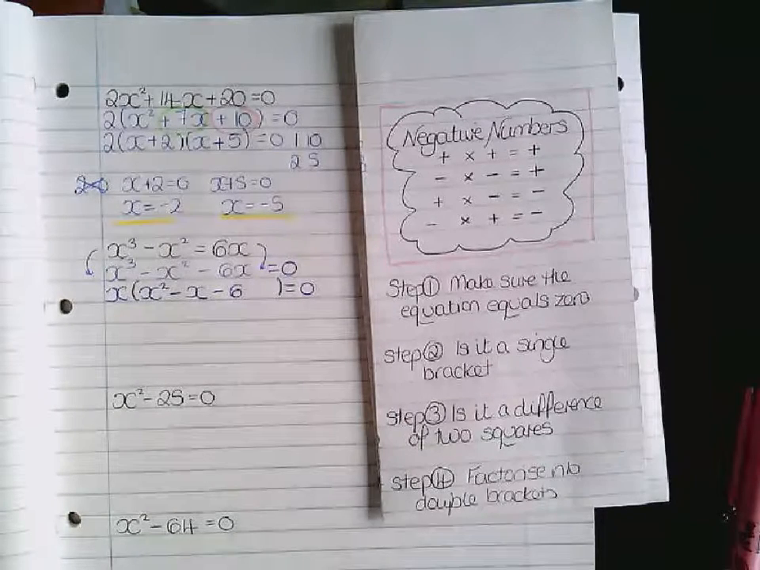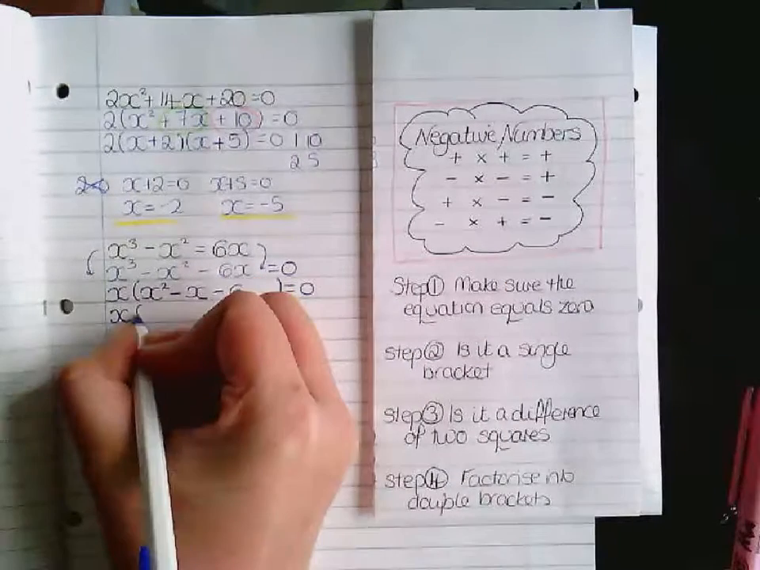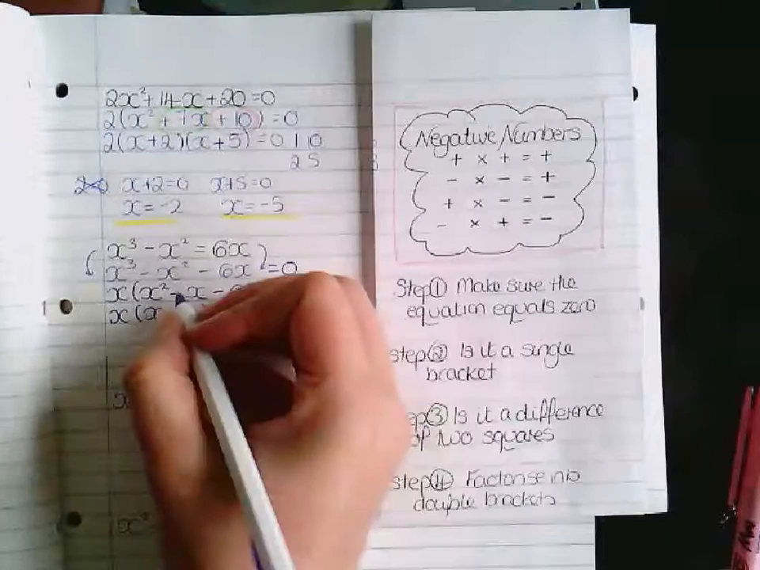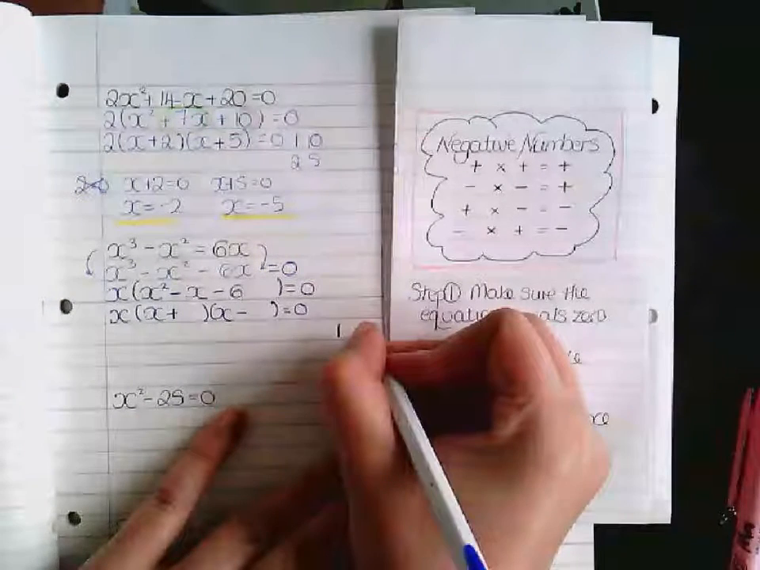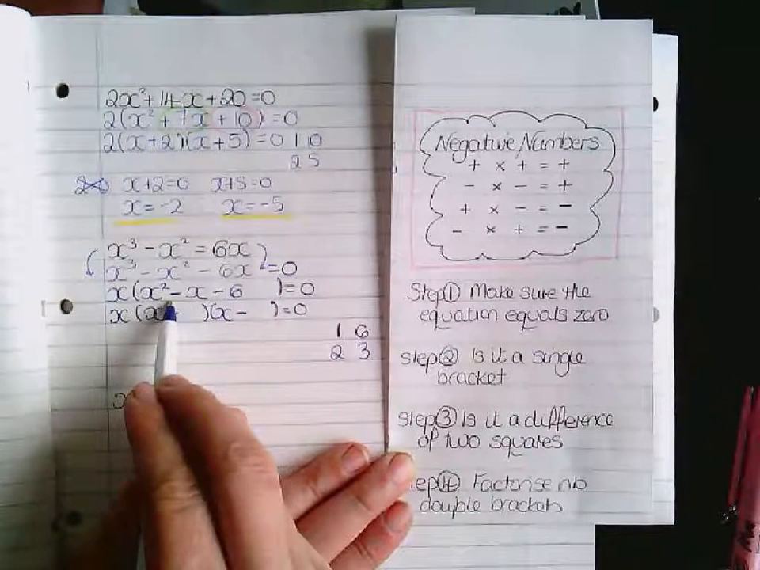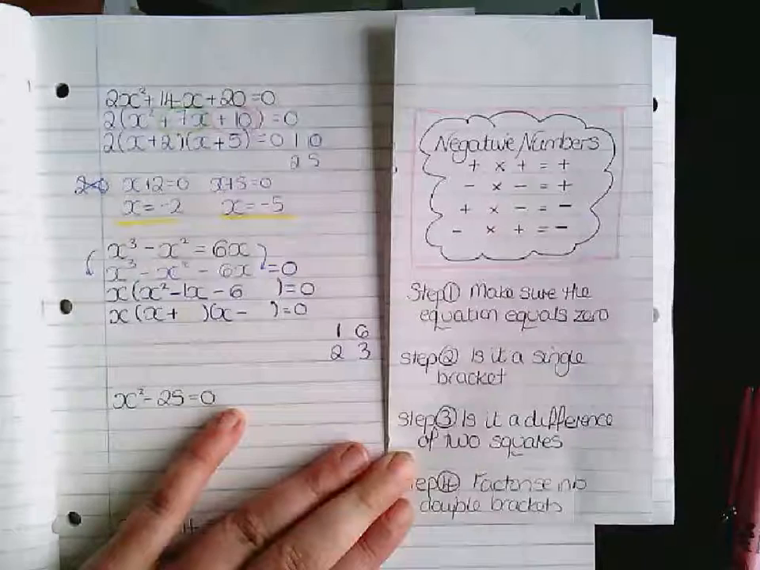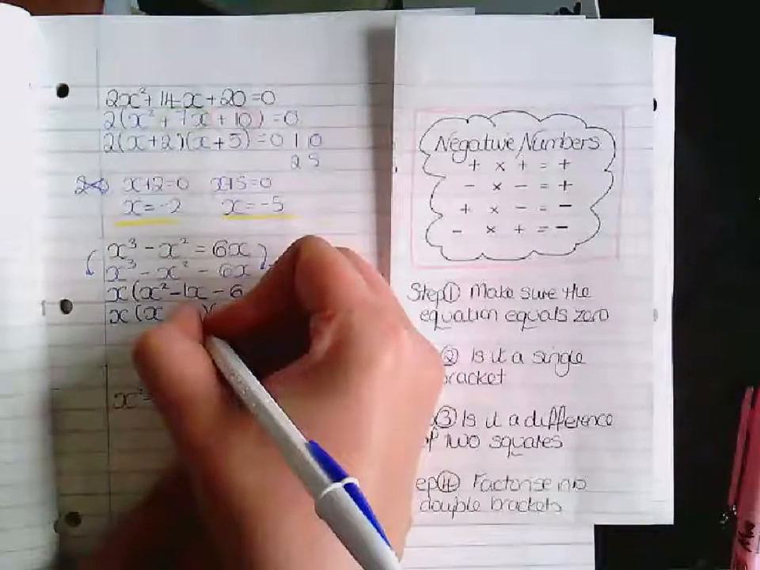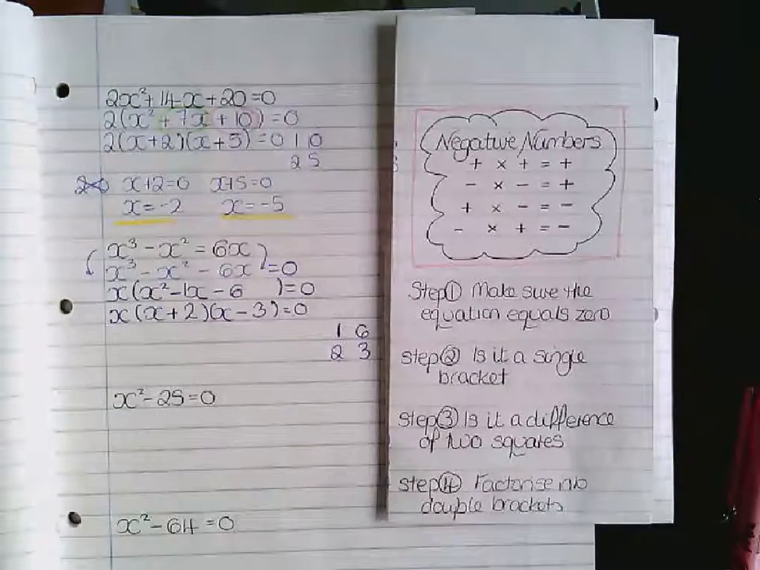Now step 4, factorising double brackets. Let's see if this does. Numbers that multiply to make minus 6. That tells me it's multiplying to make a negative, so I need the signs to be different. Numbers that make 6: 1 and 6, 2 and 3. And I'm looking to make a minus 1. When you have an x on its own, there is a hidden 1 just there. To make a minus 1, I need to do 2 take away 3. Now it's factorised and I'm ready to solve.